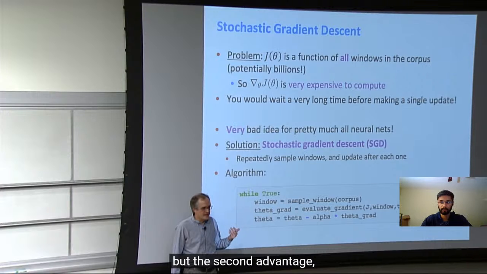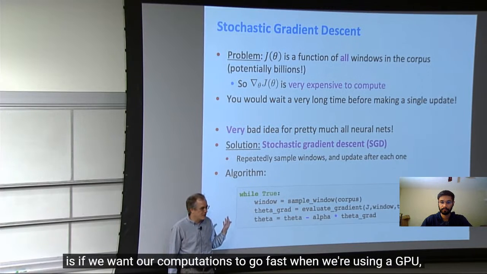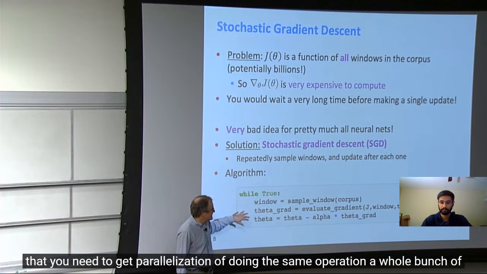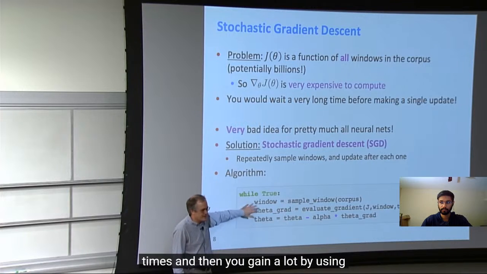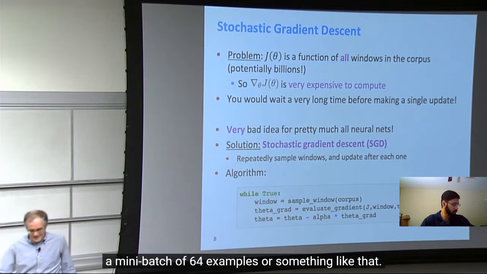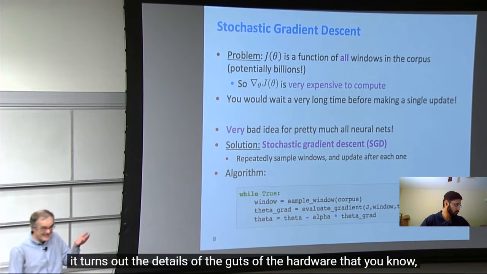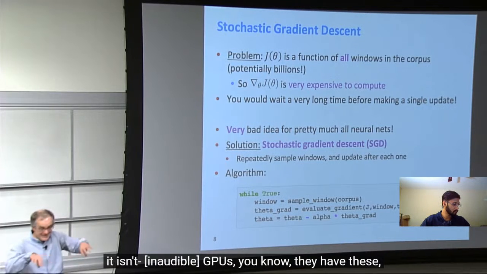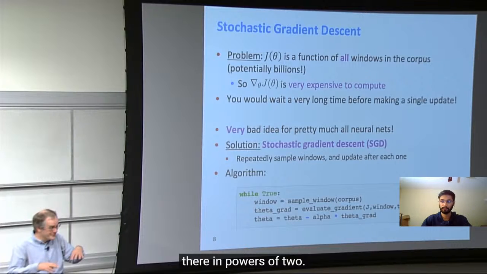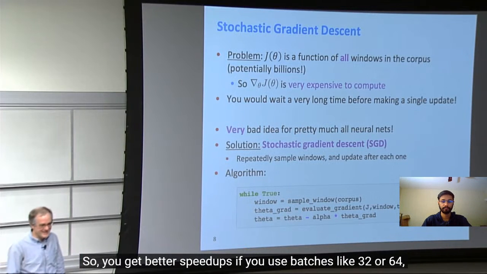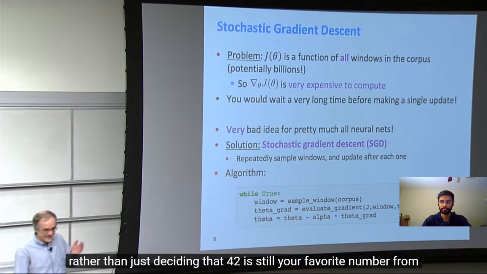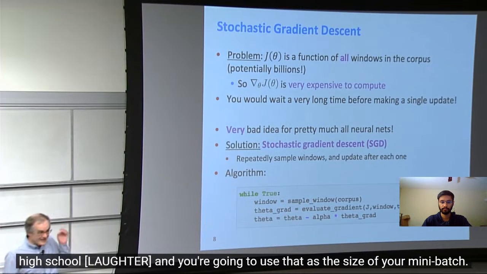But the second advantage, which is the one we really care about, is that if we want our computations to go fast when we're using a GPU, you need to get parallelization of doing the same operation a whole bunch of times, and then you gain a lot by using a mini batch of 64 examples or something like that. You don't have to, but it turns out in the details of the guts of the hardware that these NVIDIA GPUs have things inside them that are in powers of 2, so you get better speedups if you use batches like 32 or 64 rather than just deciding that 42 is still your favorite number from high school and using that as the size of your mini batch.